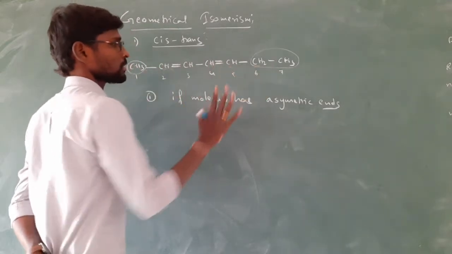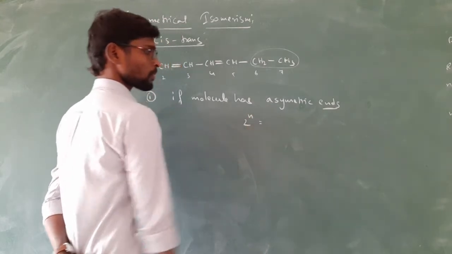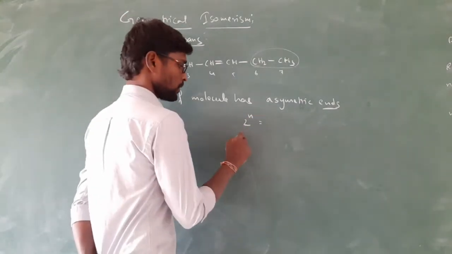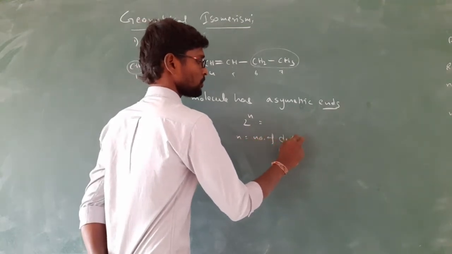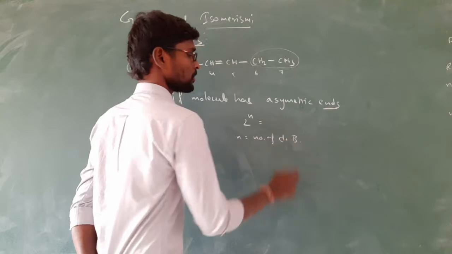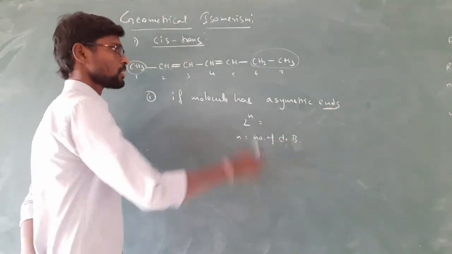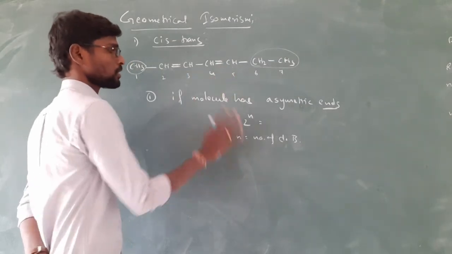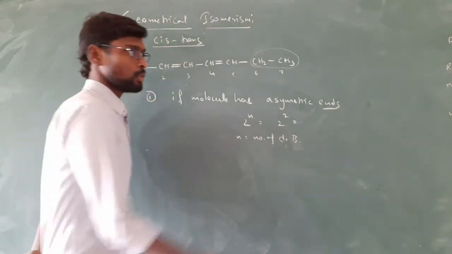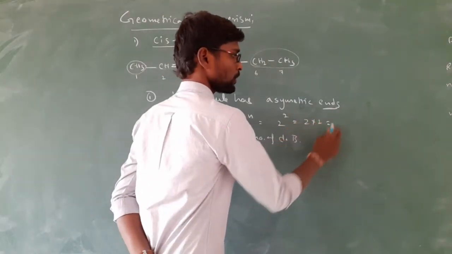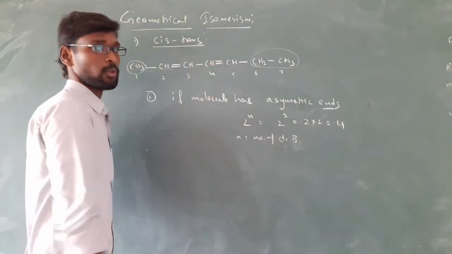These two ends are different. If this appears in any alkene, just simply use the formula 2 to the power n, where n is equal to the number of double bonds. So for this molecule, how many cis and trans isomers will we get? How many double bonds are there? 2 double bonds are there. So simply 2 to the power 2. How much will we get? 2 into 2, 4 isomers will we get for this type of molecule.